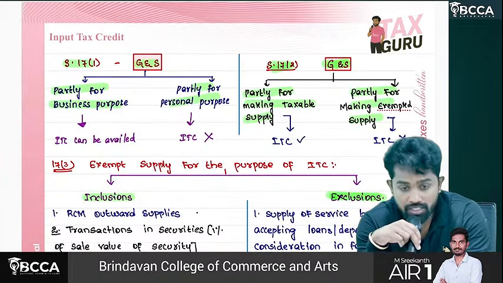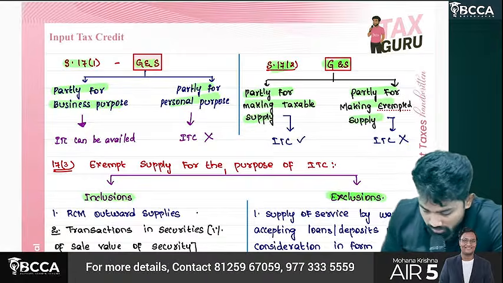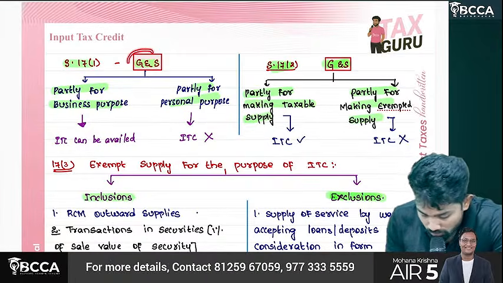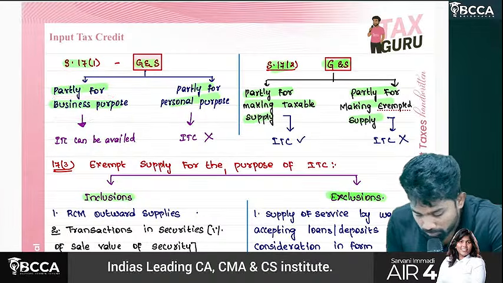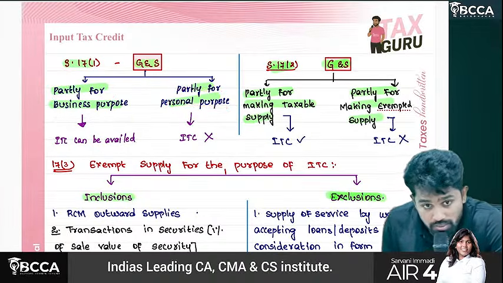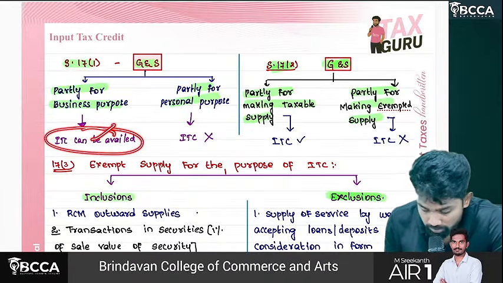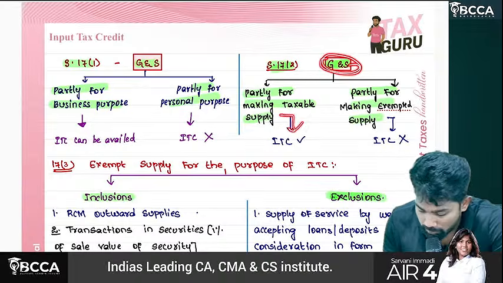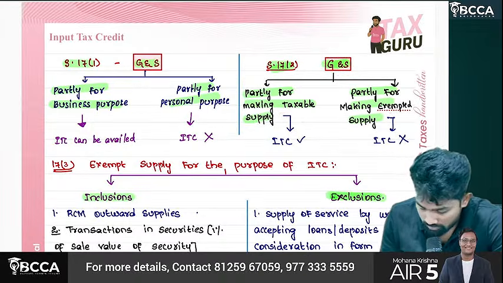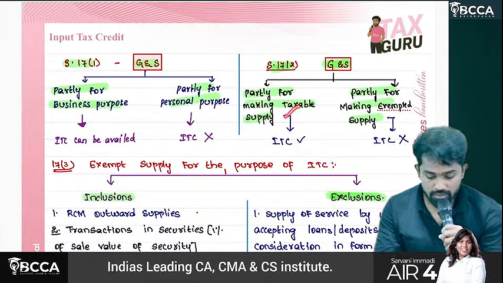Now 17 subsection 1. It's okay, please listen a little attentively here. Goods and services used partly for business purpose, partly for personal purpose, then we can avail ITC only which is relevant to business purpose. And goods and services used for making taxable supply and even exempted supply, then we can avail ITC only which is related to taxable supply.